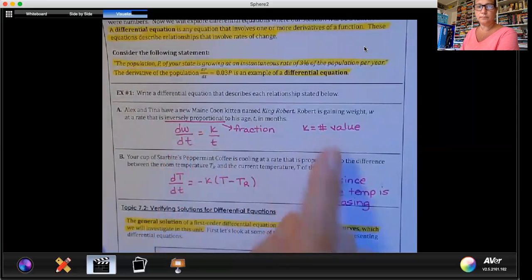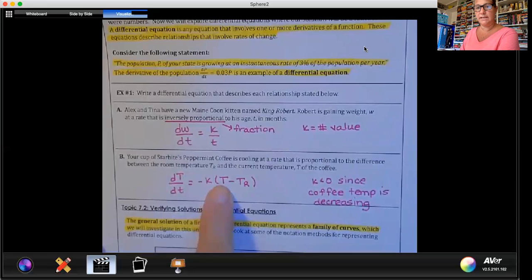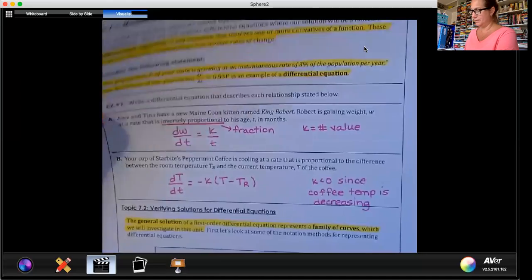Your cup of Starbites peppermint coffee is cooling at a rate that is proportional to the difference between the room temperature, T_R, and the current temperature, T, of the coffee. Obviously, your coffee is going to be warmer than the room temperature, which is why your T is first. Your K is less than 0, it's negative, because your coffee temperature is decreasing, it is cooling. So dT/dt is negative K times the temperature of the coffee minus the temperature of the room.